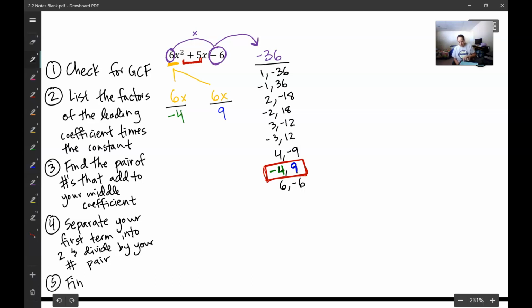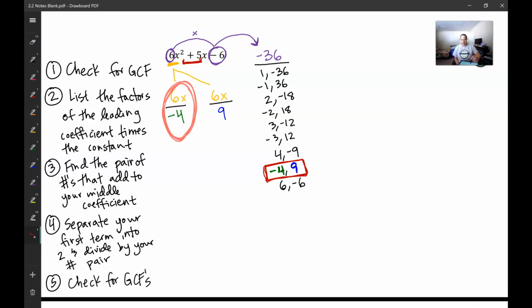Step 5 is check for GCFs again. But this time it's a little different. So what I mean by check for GCFs this time is I'm going to check out my first, I guess you could call it a fraction-ish thing right here. And I'm going to look at this and ask, is there anything that they have in common that I can take out? Well, they both have a 2 in common. So I'm going to take out a 2 from both of them.